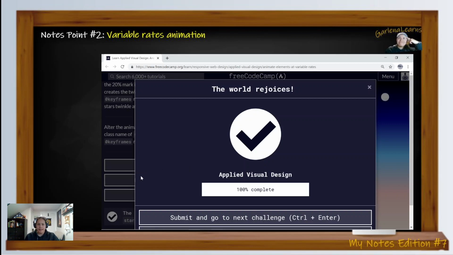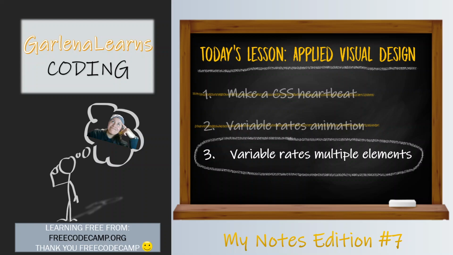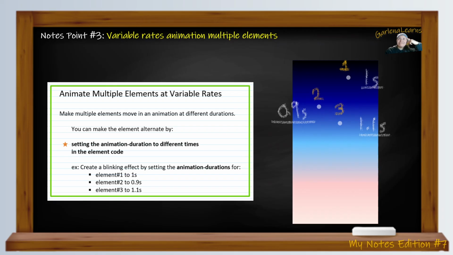Okay, let's move on to the last one I want to cover today. The last note I wanted to go over today is using variable rates for multiple elements. This is a different way to change the rate speeds, and right here is an example. In the previous one, you changed the keyframes. For this one, you're going to make these stars twinkle, but you're going to use the animation duration and change the speeds on that.